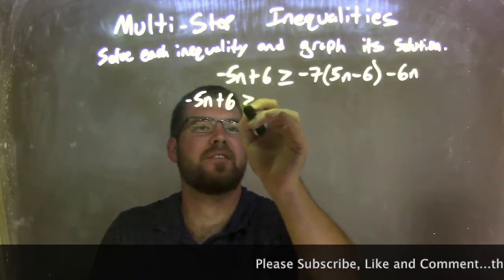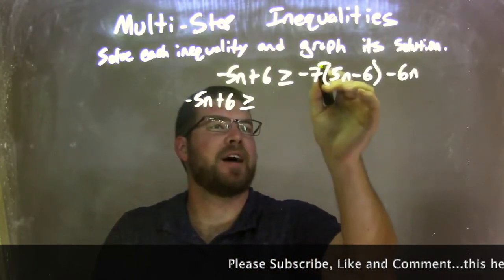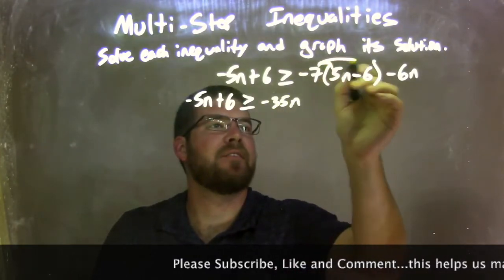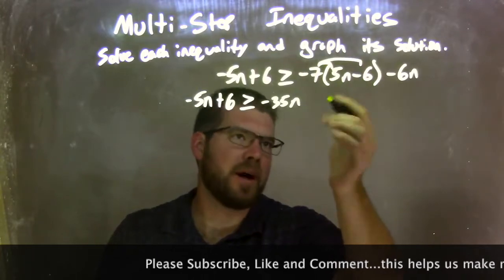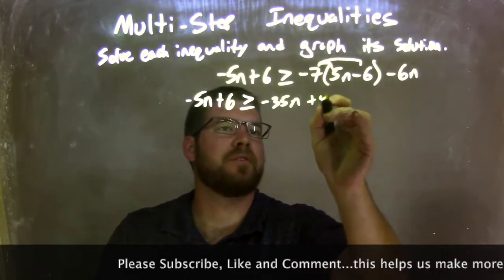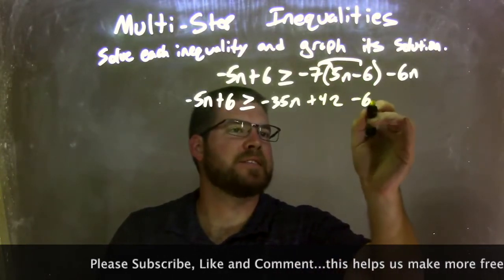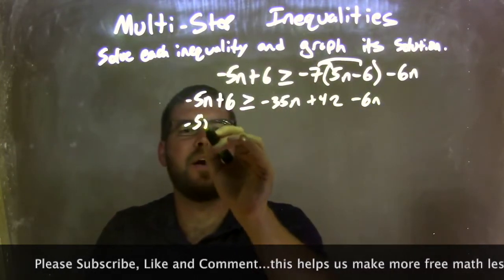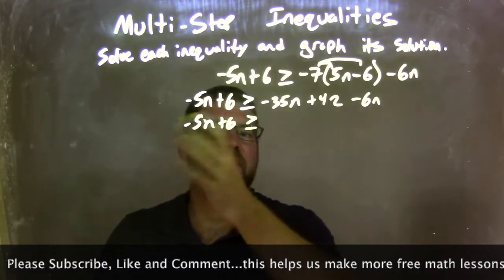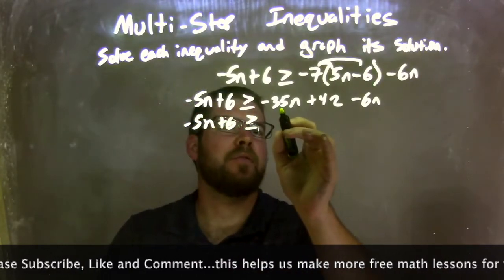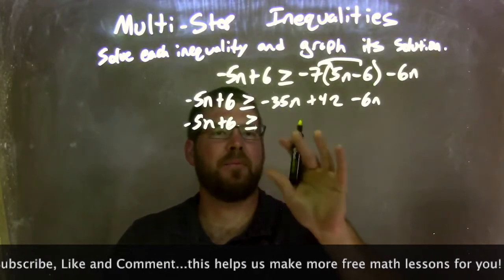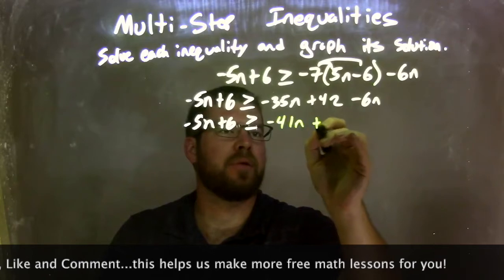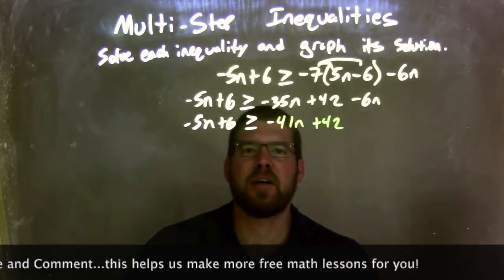-5n plus 6 is greater than or equal to, distribute -7 times 5n is -35n, and -7 times a -6, which is positive, right, plus a 42, and then that's minus 6n on the right. So now let's combine our like terms on each side. So we have -5n plus 6. I'm going to leave that by itself because there's nothing to combine there. And then -35n minus 6n, we combine them together, and that becomes a -41n plus 42.